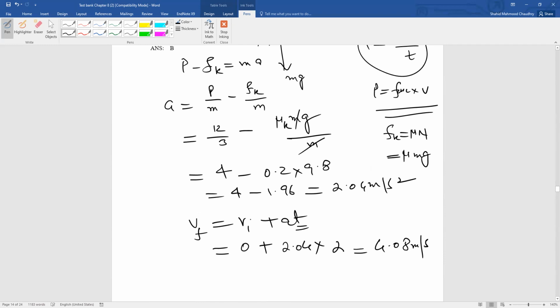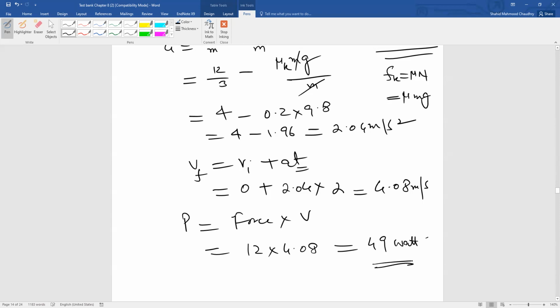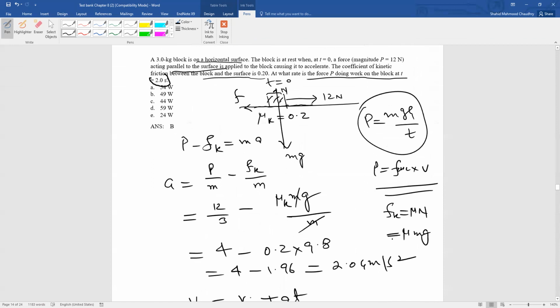4.08 meter per second. Now, we want to find the power. Power is force multiplied by v. So force is already given, 12 into 4.08. So when you solve this, the answer will be 49 watt. So this is the answer. So in this way, you can solve this problem.